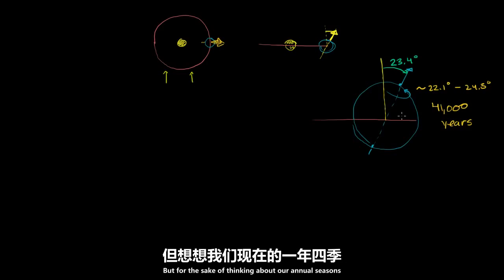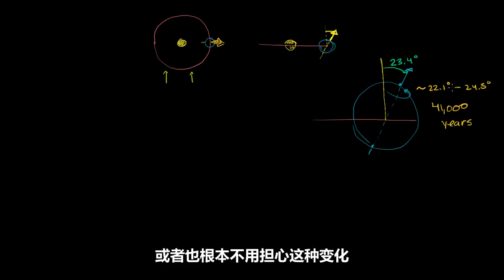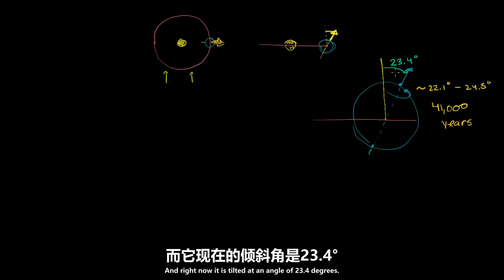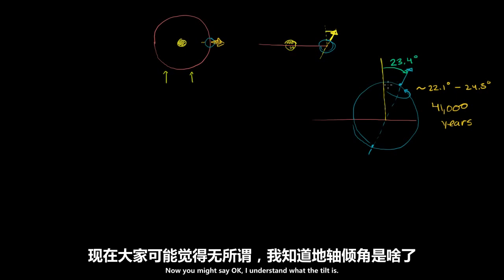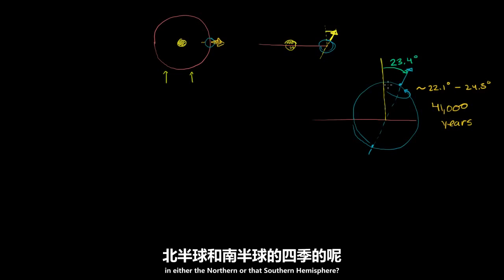But for the sake of thinking about our annual seasons, you don't have to worry too much, or really at all, about this variation. You really just have to know that it is tilted. And right now it is tilted at an angle of 23.4 degrees. Now, you might say, okay, I understand what the tilt is, but how does that change the seasons in either the northern or the southern hemisphere?